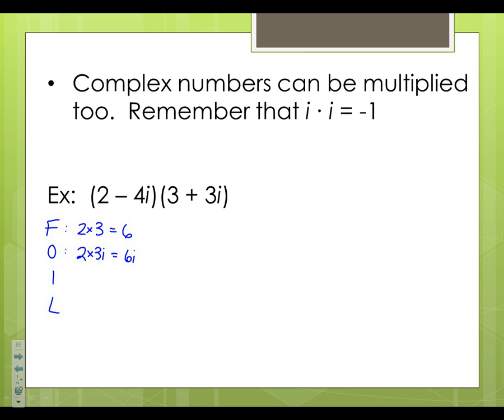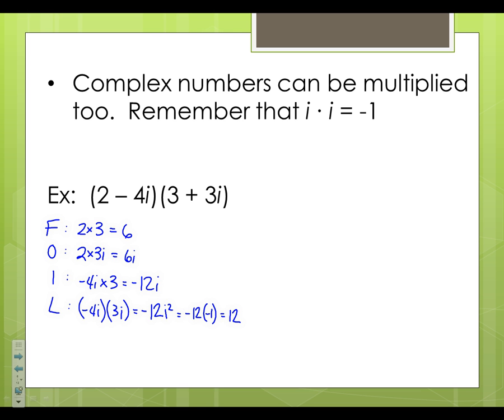The inside, we have a -4i times 3, so -12i. And then the last ones, we have a -4i times, I'm going to use parentheses on this one, times 3i. Now the -4 times the 3 gives us -12, and then i times i, of course, is i squared. i squared, remember, is -1, so this is actually -12 times -1, or 12.